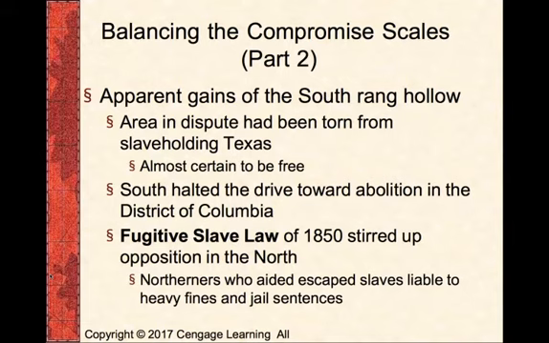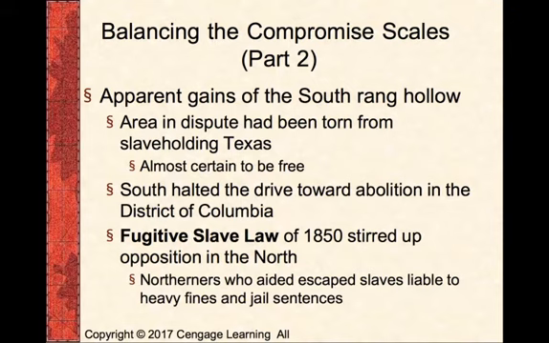So the apparent gains of the South rang hollow. The area in dispute had been torn from slaveholding Texas, and New Mexico was almost certainly going to be a free soil area. The South halted the drive toward abolition in the District of Columbia, and the Fugitive Slave Law of 1850 stirred up opposition in the North.